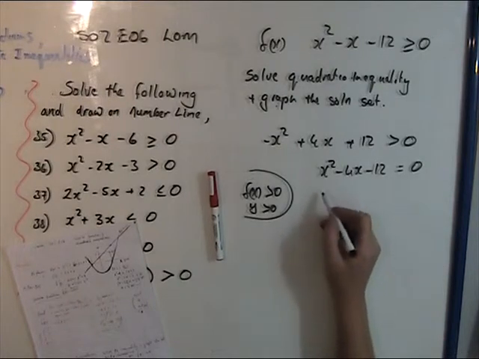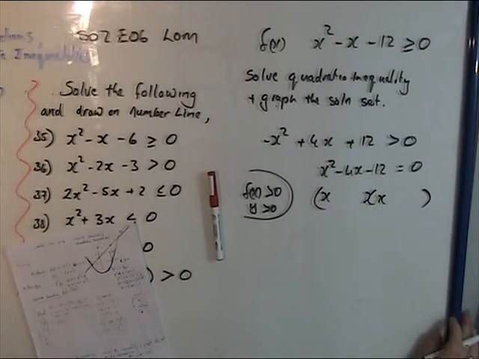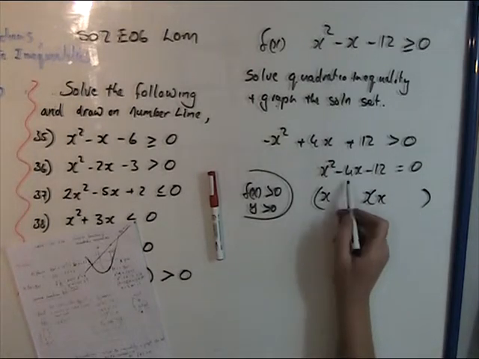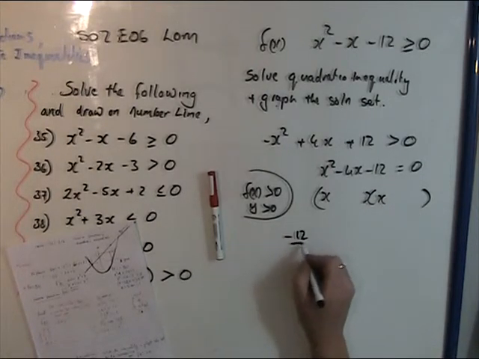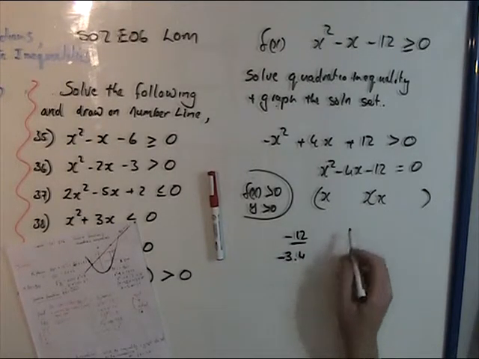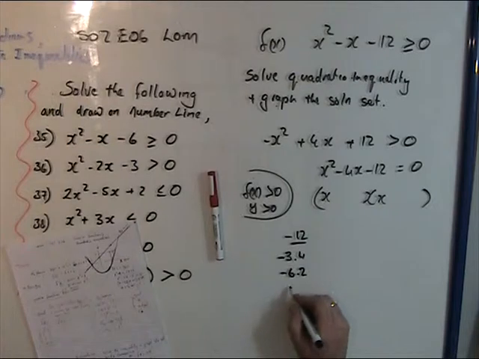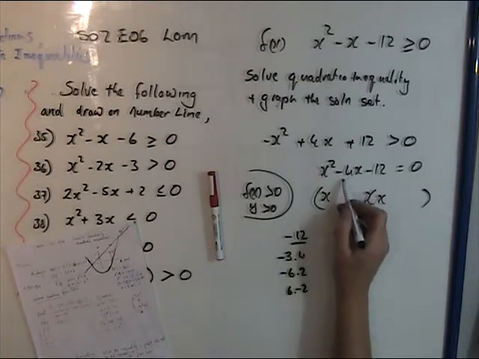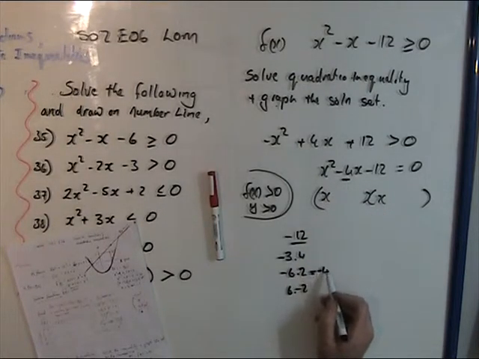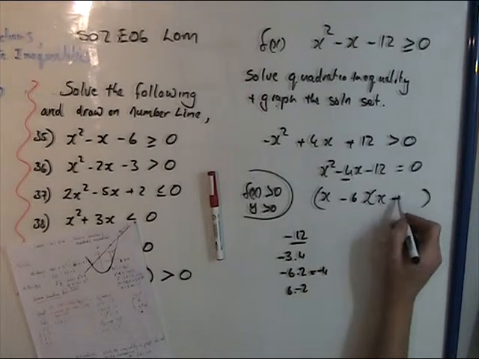Now, solving this: what are the factors of minus 12 that will add to give me minus 4? Okay, so this looks like it's 6. 6 by 2, 6 by minus 2. I'm looking for minus 4 here, they add to give me minus 4. So it's x minus 6, x plus 2.